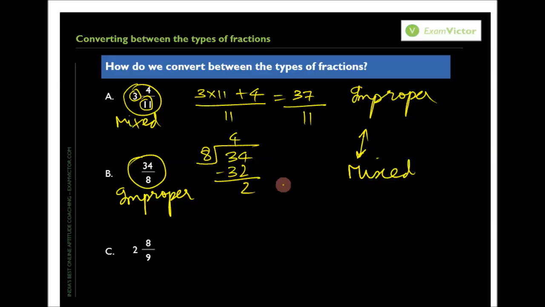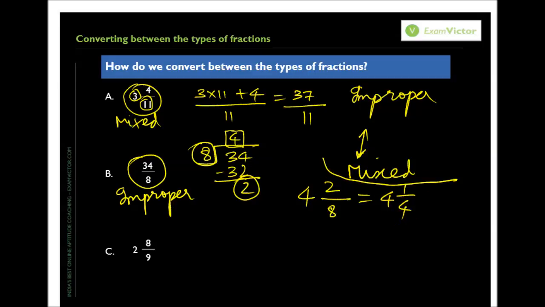I can write this right away. The quotient that I have, I write outside, and then the remainder comes as the numerator, and the divisor comes as the denominator. So it's 4 2 by 8, or I can call it 4 1 by 4. So 34 by 8 can also be written as 4 1 by 4.